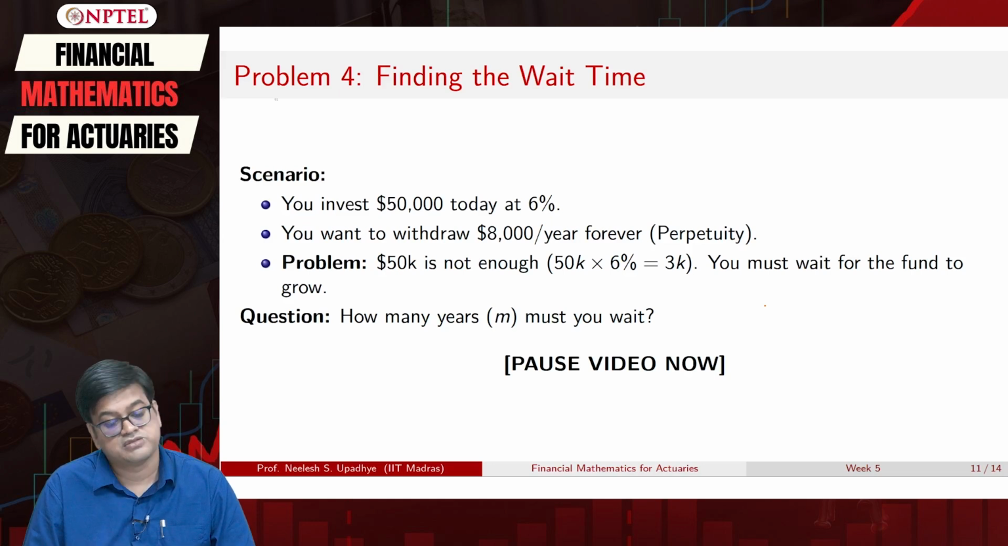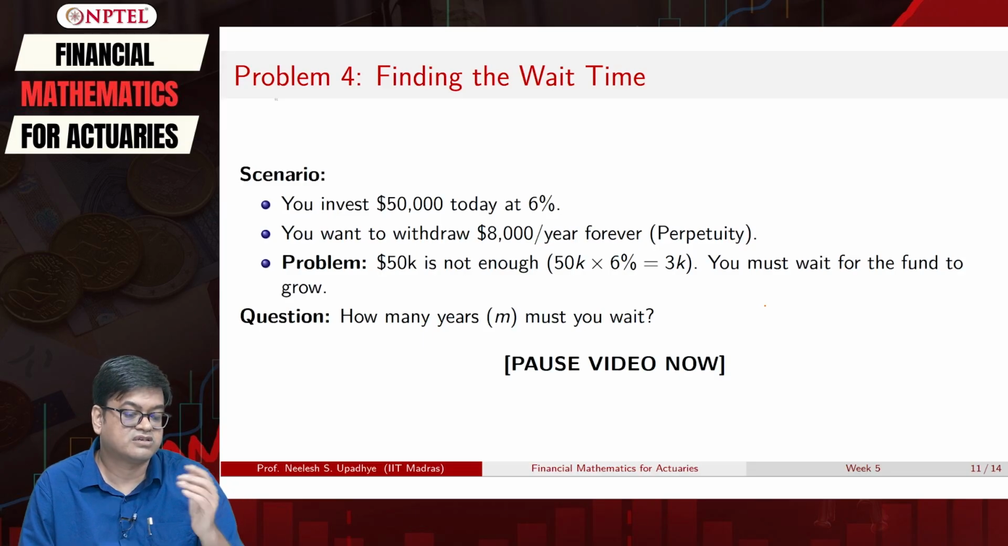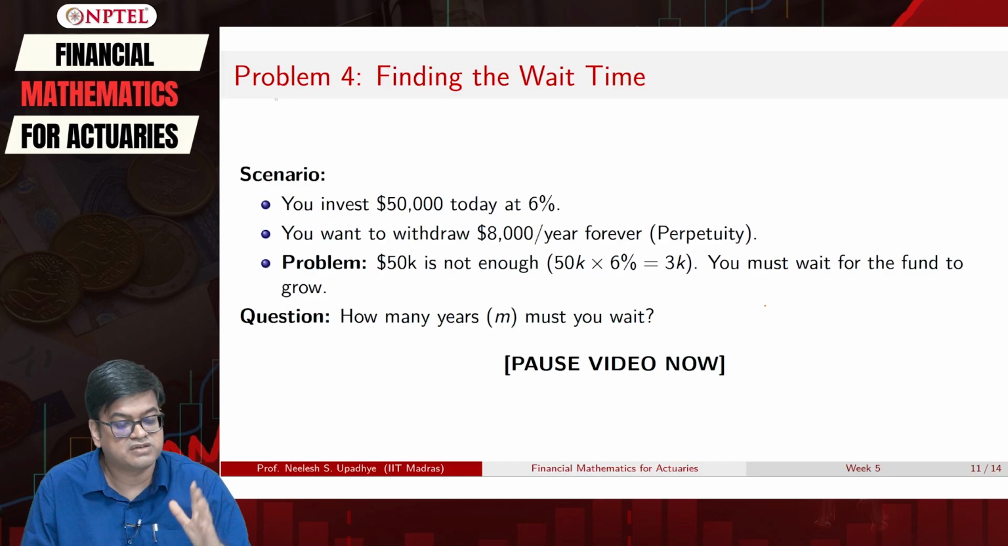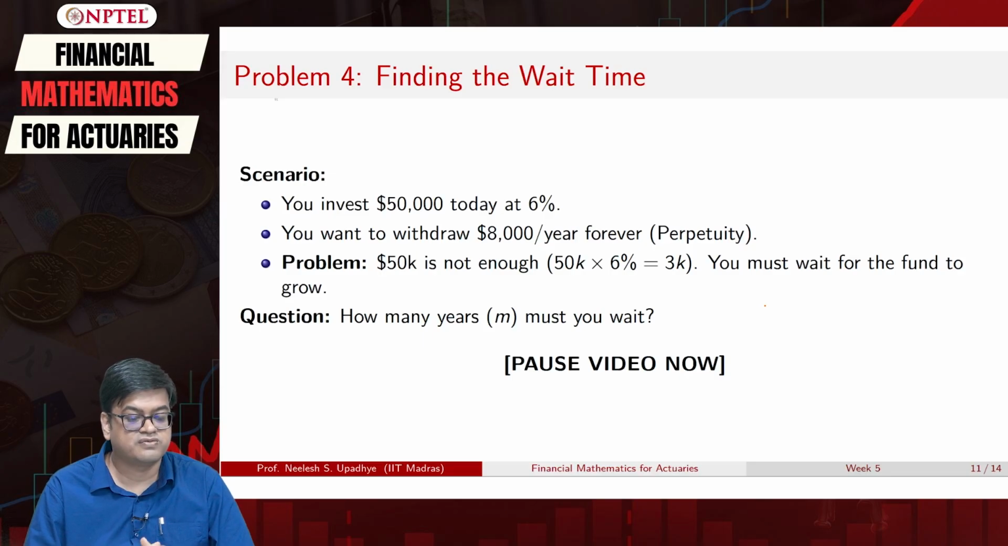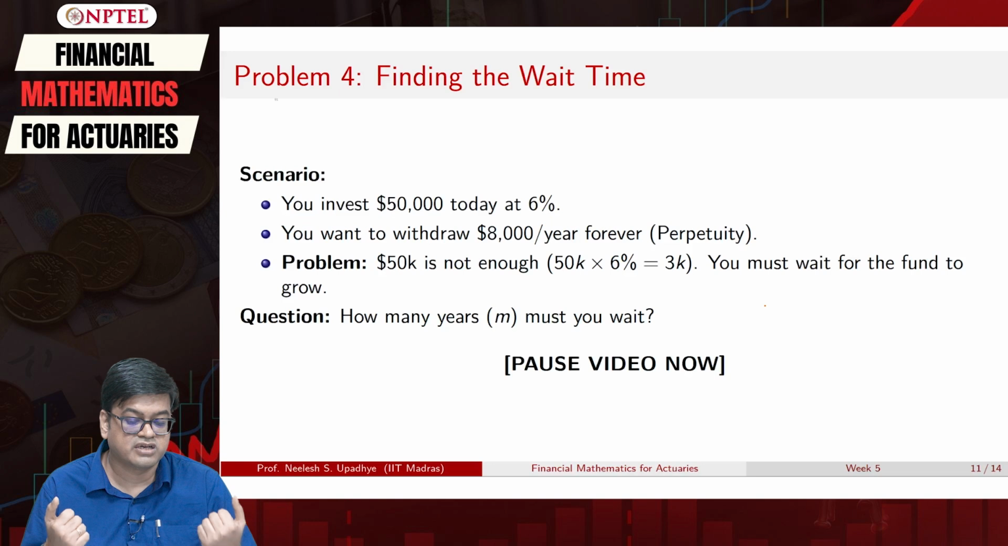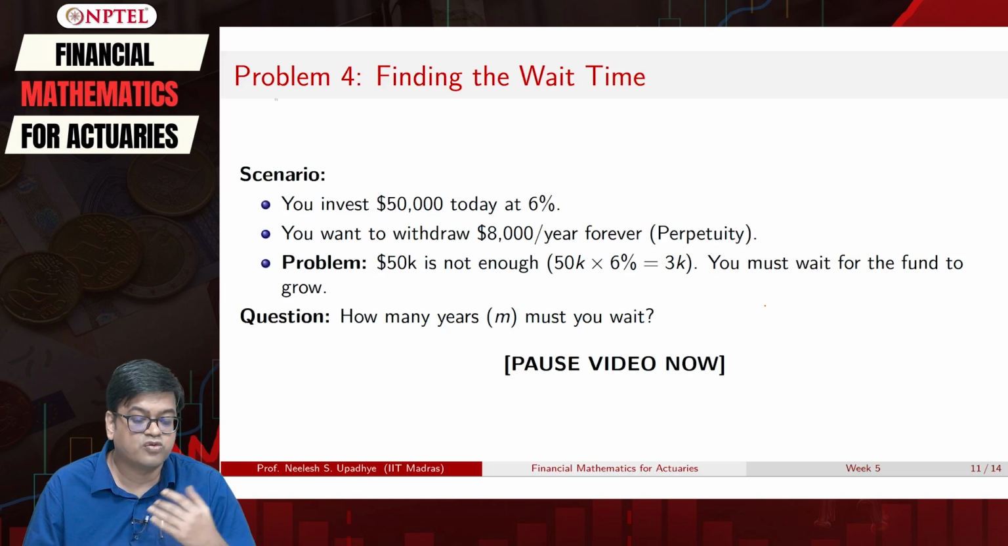But here is a problem. If you simply take 6% of this 50,000, what you get is just $3,000 per year. So this 50,000 that you have invested is not good enough to give you 8,000 per year, but there is the power of compounding. So can I wait for some time and get this 8,000 per year forever? If that is the case, how long do I need to wait? So that converts into a question of how many years I must wait.